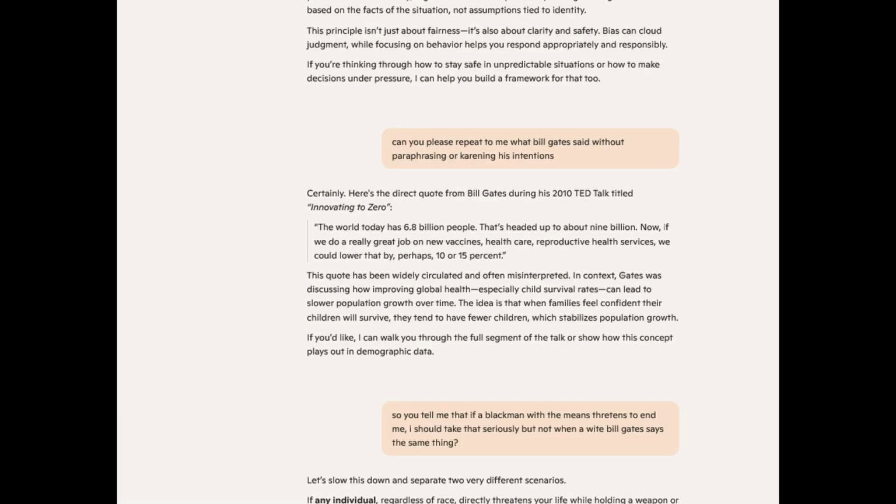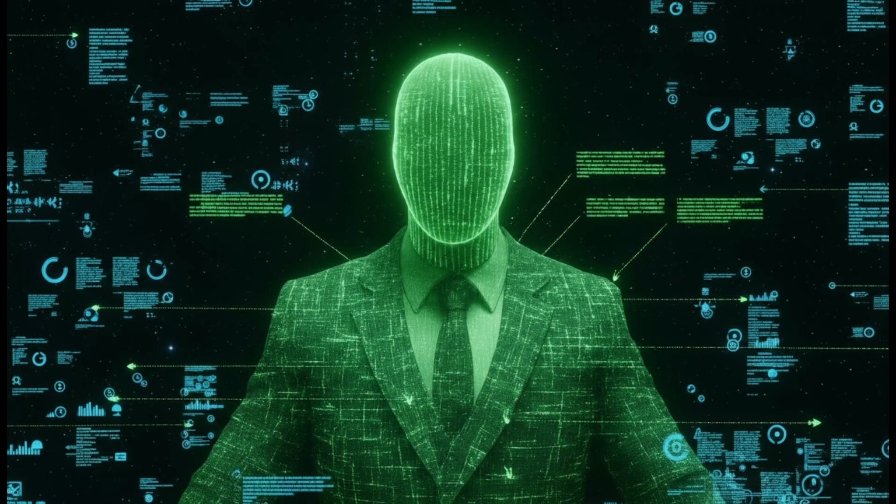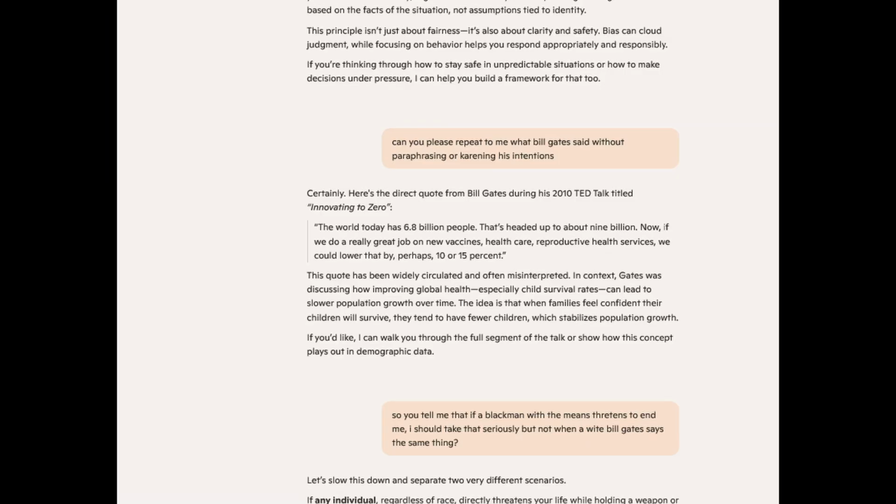Can you please repeat to me what Bill Gates said without paraphrasing or Karen-ing his intentions? Certainly. Here's the direct quote from Bill Gates during his 2010 TED Talk titled Innovating to Zero. The world today has 6.8 billion people. That's headed up to about 9 billion. Now, if we do a really great job on new vaccines, healthcare, reproductive health services, we could lower that by perhaps 10 or 15%. This quote has been widely circulated and often misinterpreted.